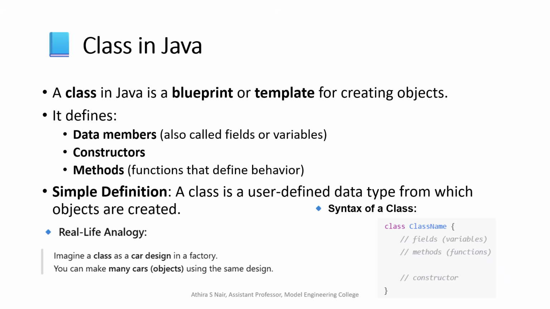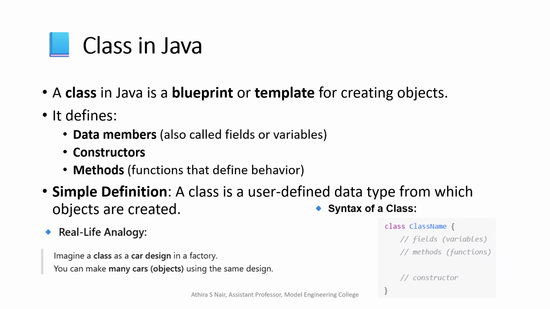So what is a class? Imagine you want to build a house. So before construction begins, you need a blueprint. The blueprint describes the design, but you cannot live in a blueprint. Similarly, in Java, a class is a blueprint for creating objects. So an object is the real entity created using that blueprint.